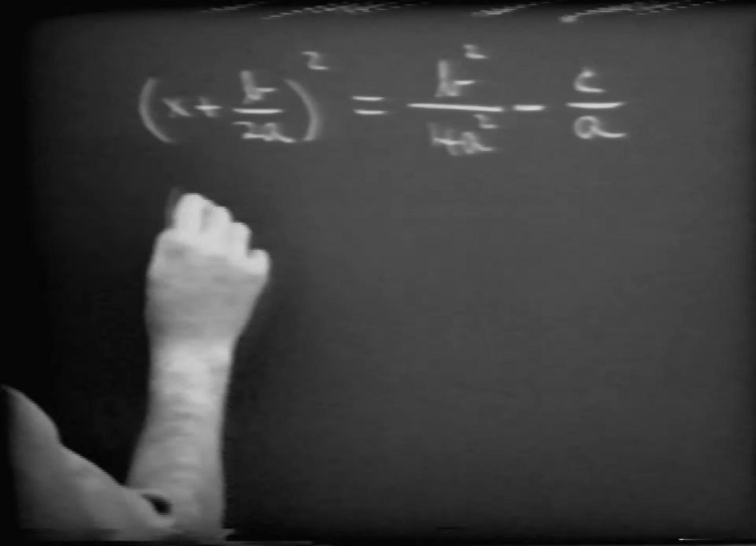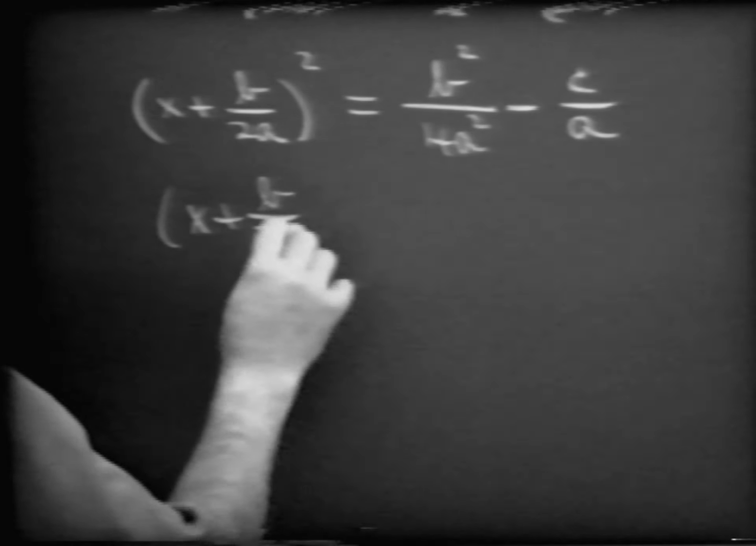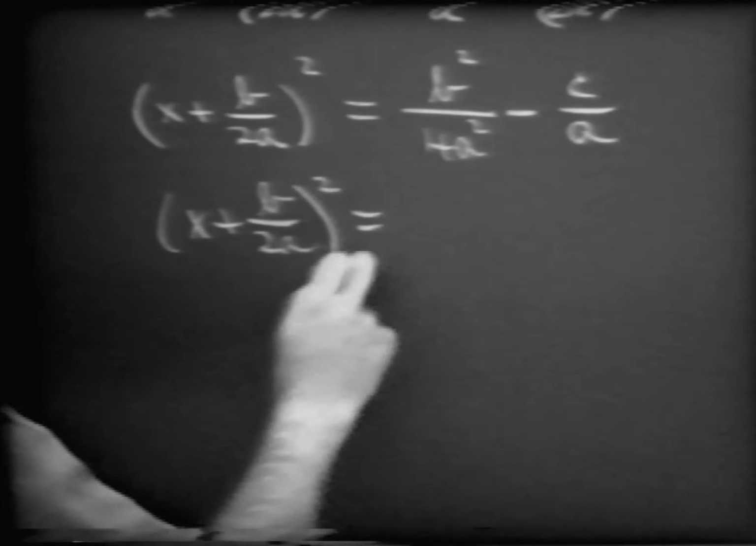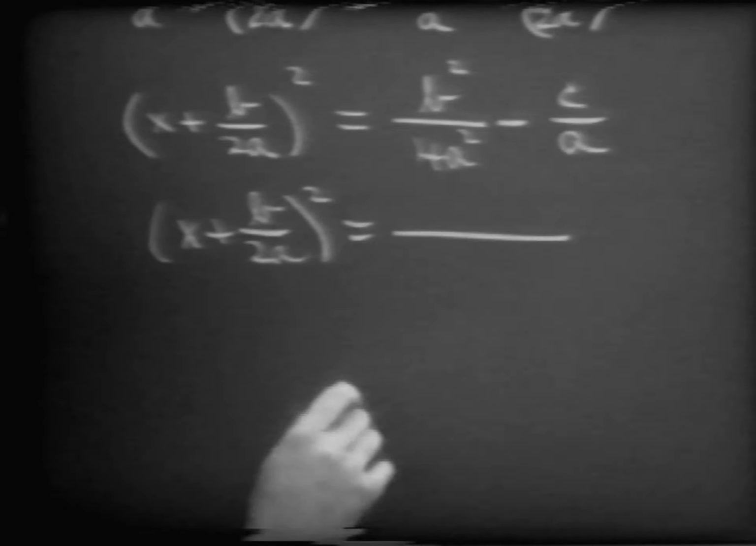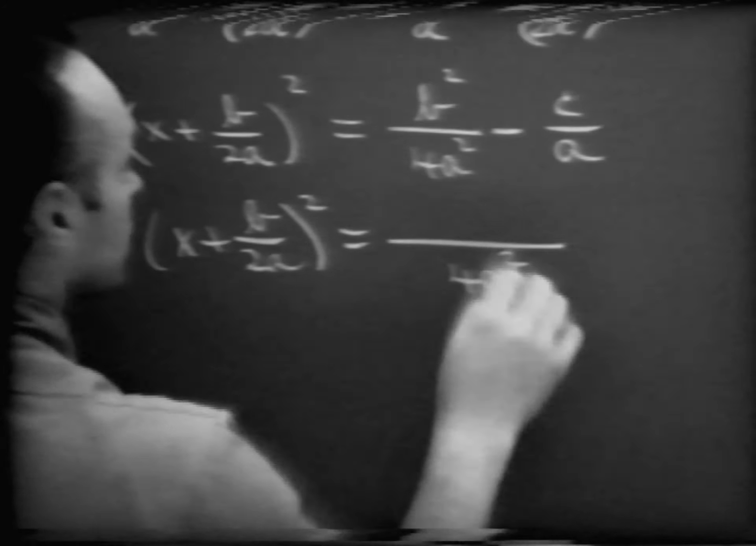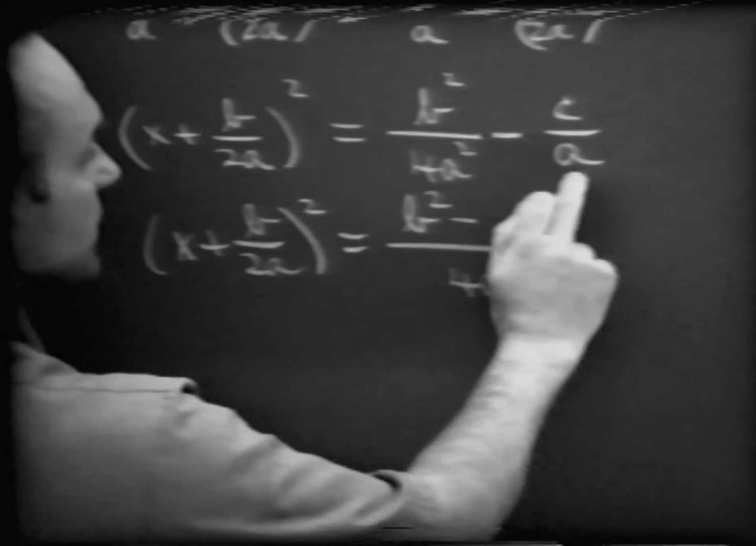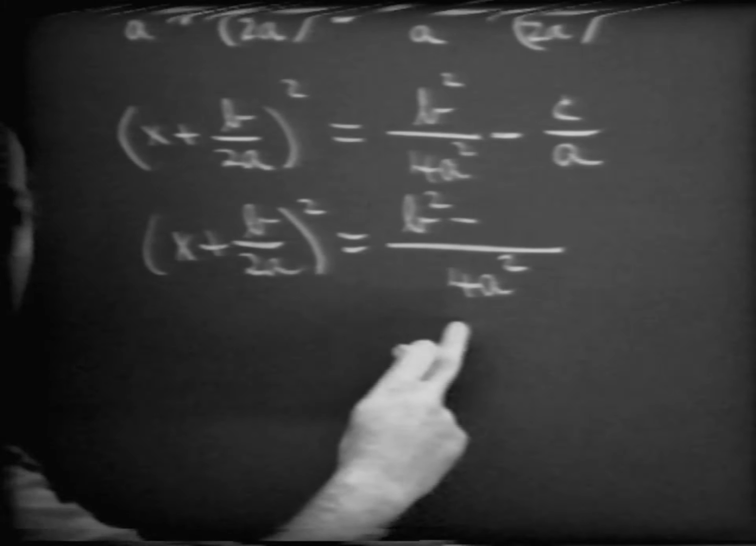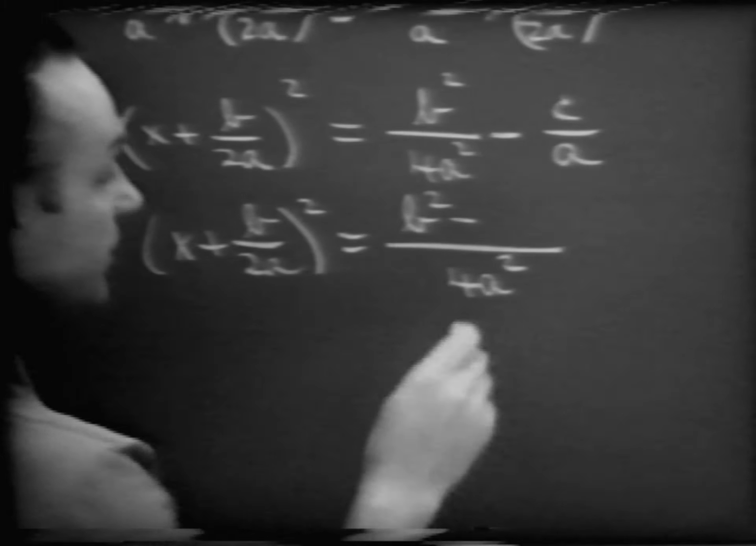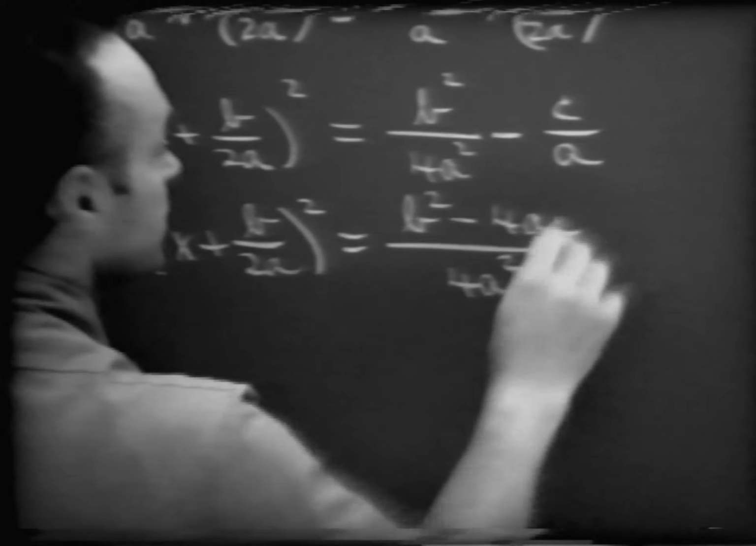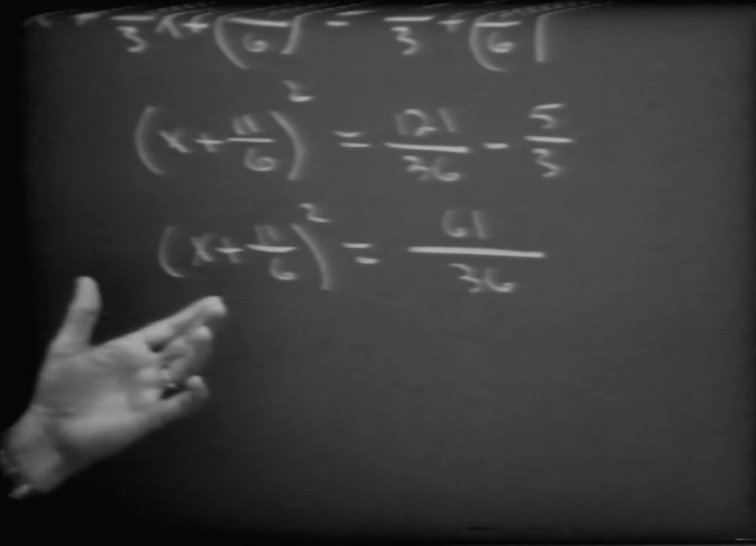Let's come over to our general case, in which we will do the same thing. X plus b over 2a, the quantity squared, is equal to, what's our least common denominator? 4a squared. So in the numerator we have b squared minus, now a times what number is 4a squared? 4a times c is 4ac.